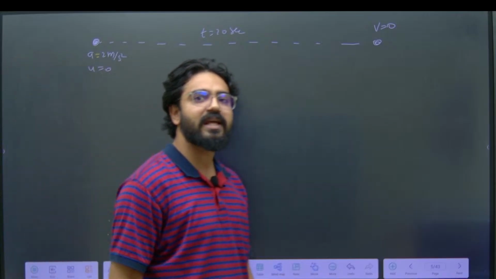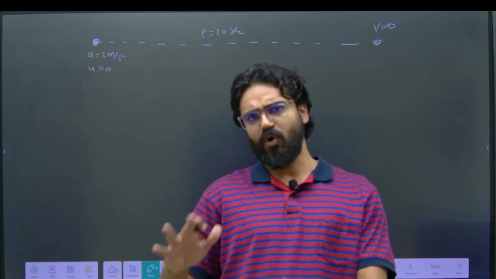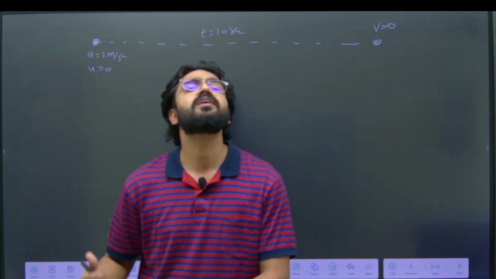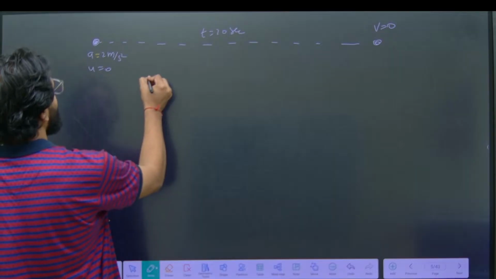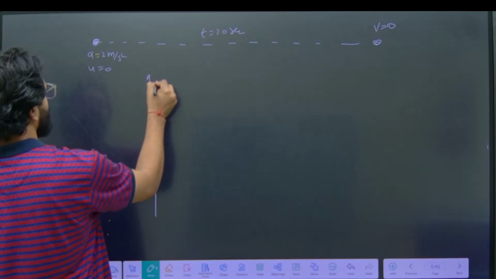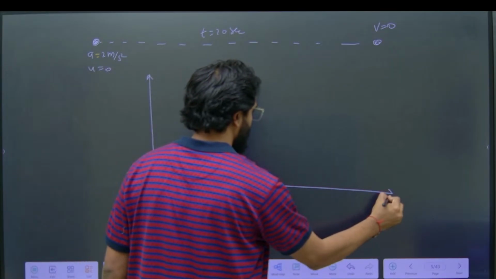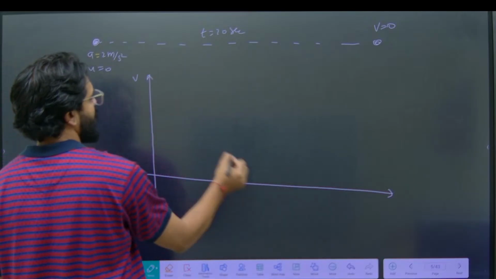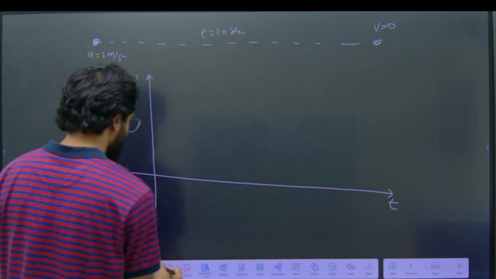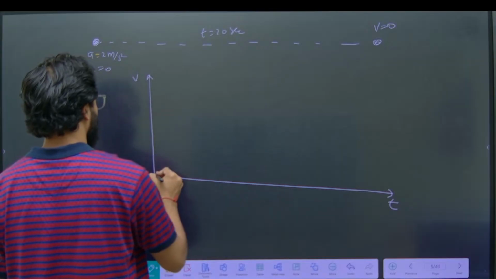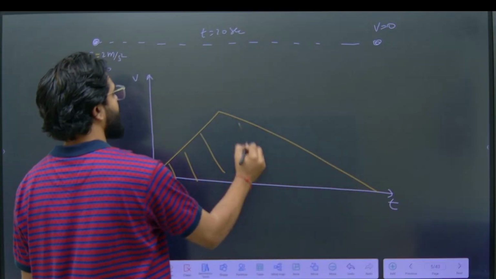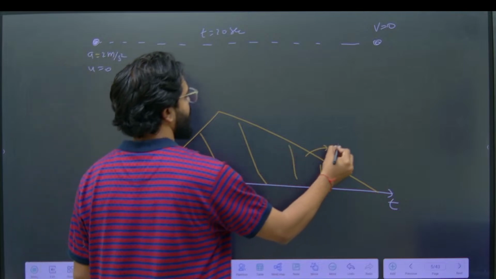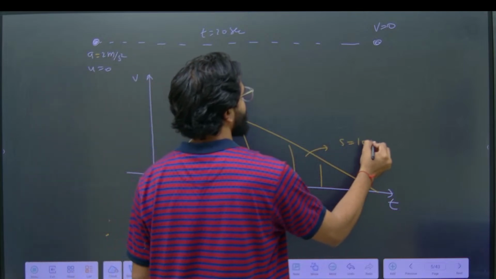So how to do this kind of question? Very simple trick is this, use graph. What is the universal graph? That is the VT graph. So can we use the VT graph? आ जाओ, बिल्कुल मत डरो. What is the area under the VT graph, guys? It is displacement, which is 100 meter.